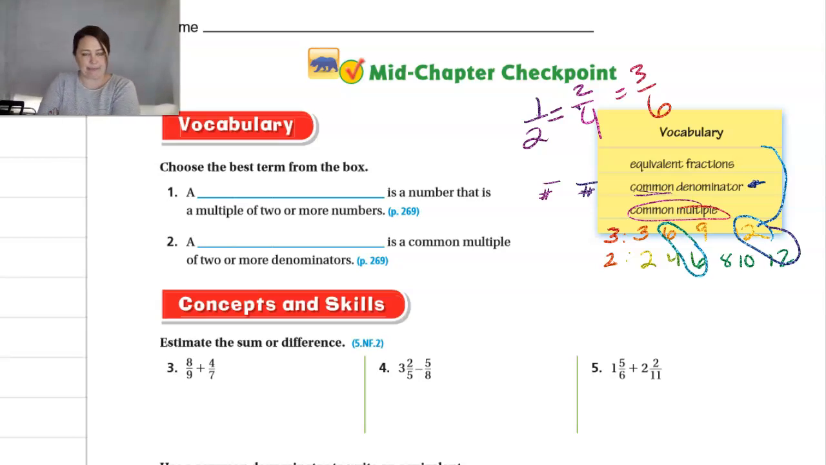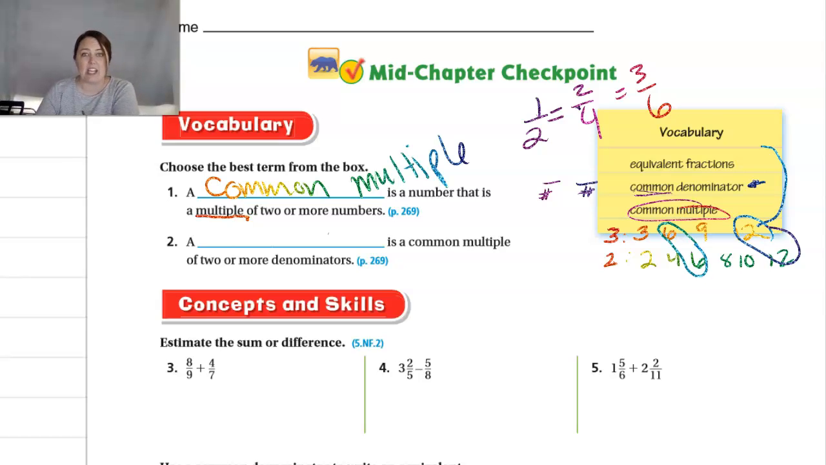Okay, so I have to choose those three words or three definitions, and two of them go here. A blank is a number that is a multiple of two or more numbers. So it's telling me that it's a multiple. So this is a common multiple. A common multiple is a number that is a multiple of two or more numbers. So this is a common multiple, 6.